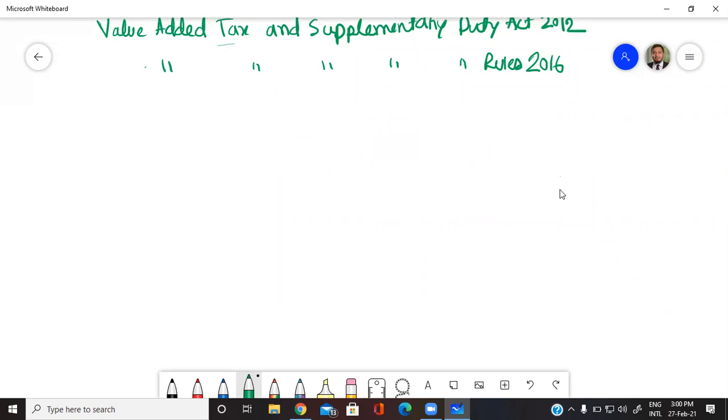Can anyone tell me what VAT rate you have experienced when you go for lunch or evening snacks at restaurants where VAT is applicable? How much VAT do they charge you? Have you seen the invoice? Yes, sir. 15%. Okay. Now, I believe many of you have experience shopping from a super shop. How much VAT do they charge you? Sir, 15%. 15%, sure.